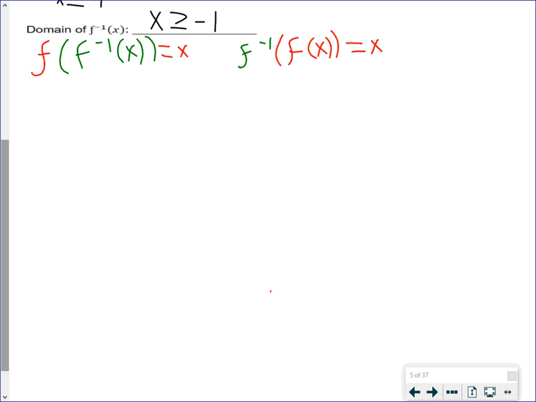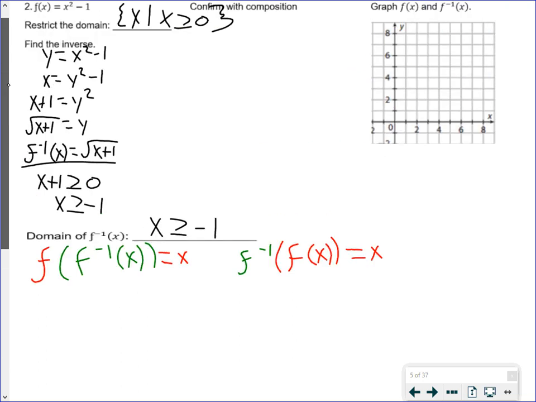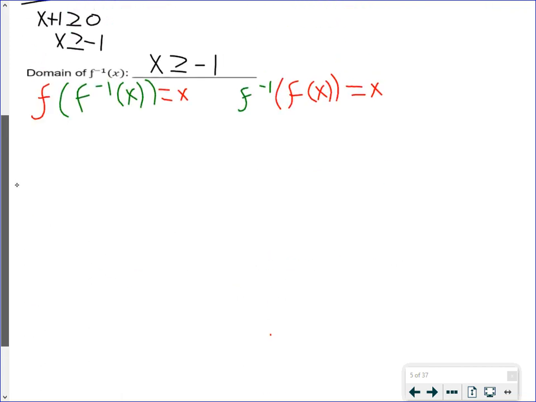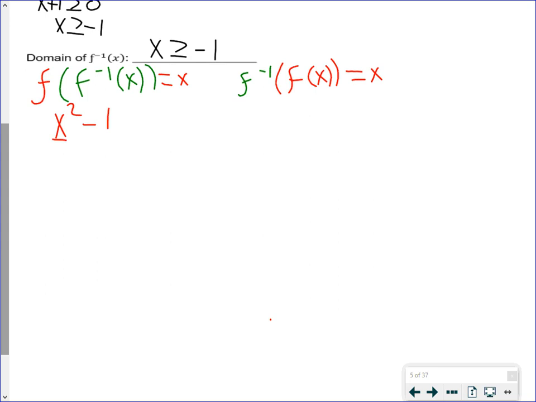So let's do the first one first. The f of x function in terms of f inverse. So we have the function f of x, which we said was, double check, x squared minus 1. So we have x squared minus 1 as our function, but we're going to replace every x here with our f inverse of x function right there. So x squared becomes our inverse function, which is the square root of x plus 1, all squared, minus 1. So we're going to solve this out now.